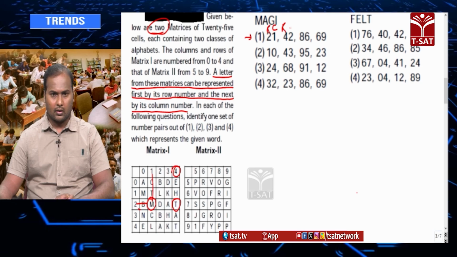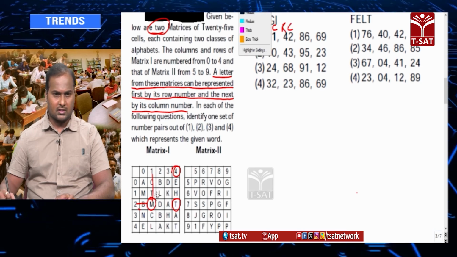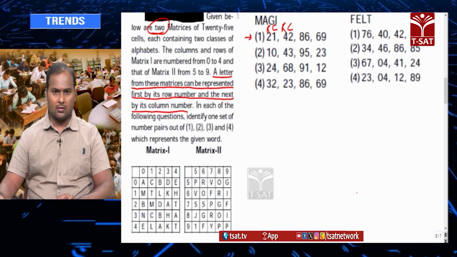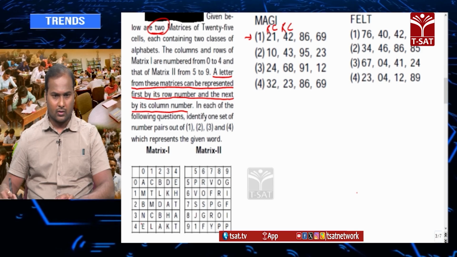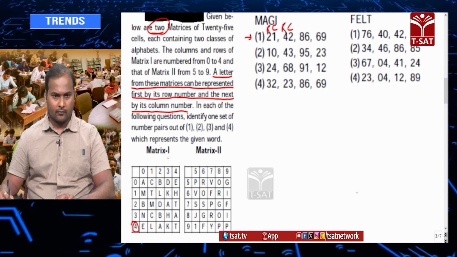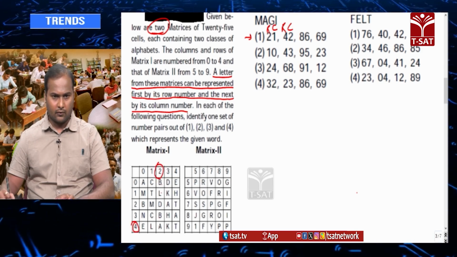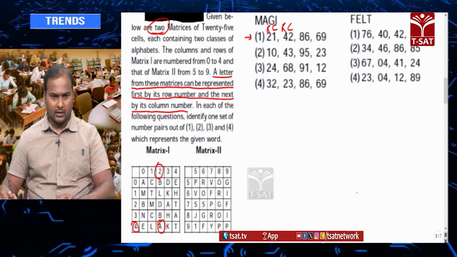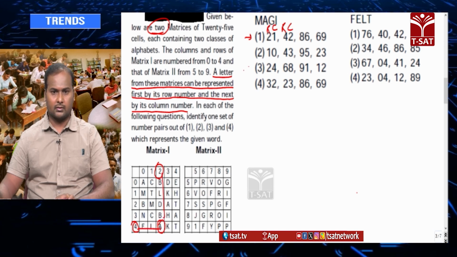4 is row and 2 is column. So let's check whether row and column 4, 2 matches. So this 4, 2 represents what? A. So it is also correct.